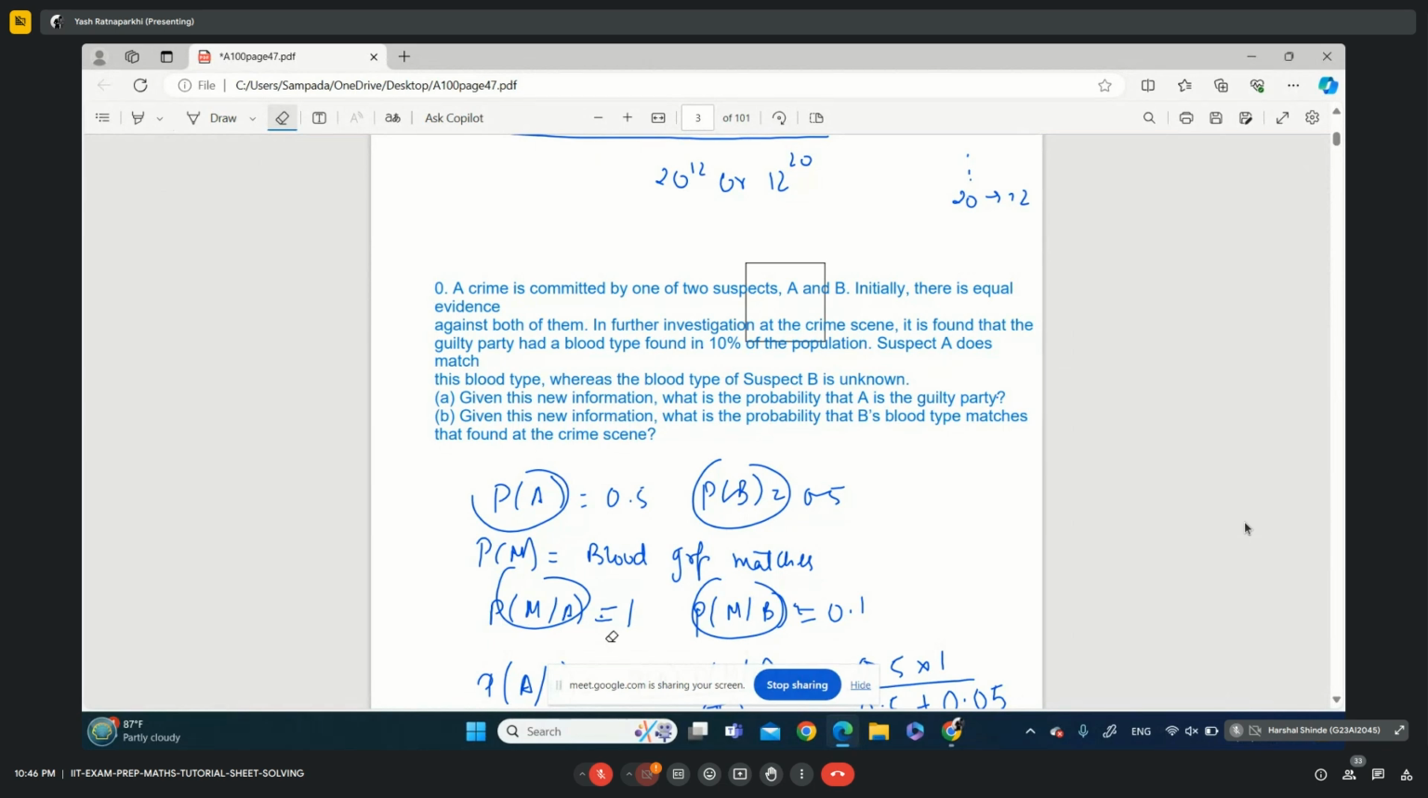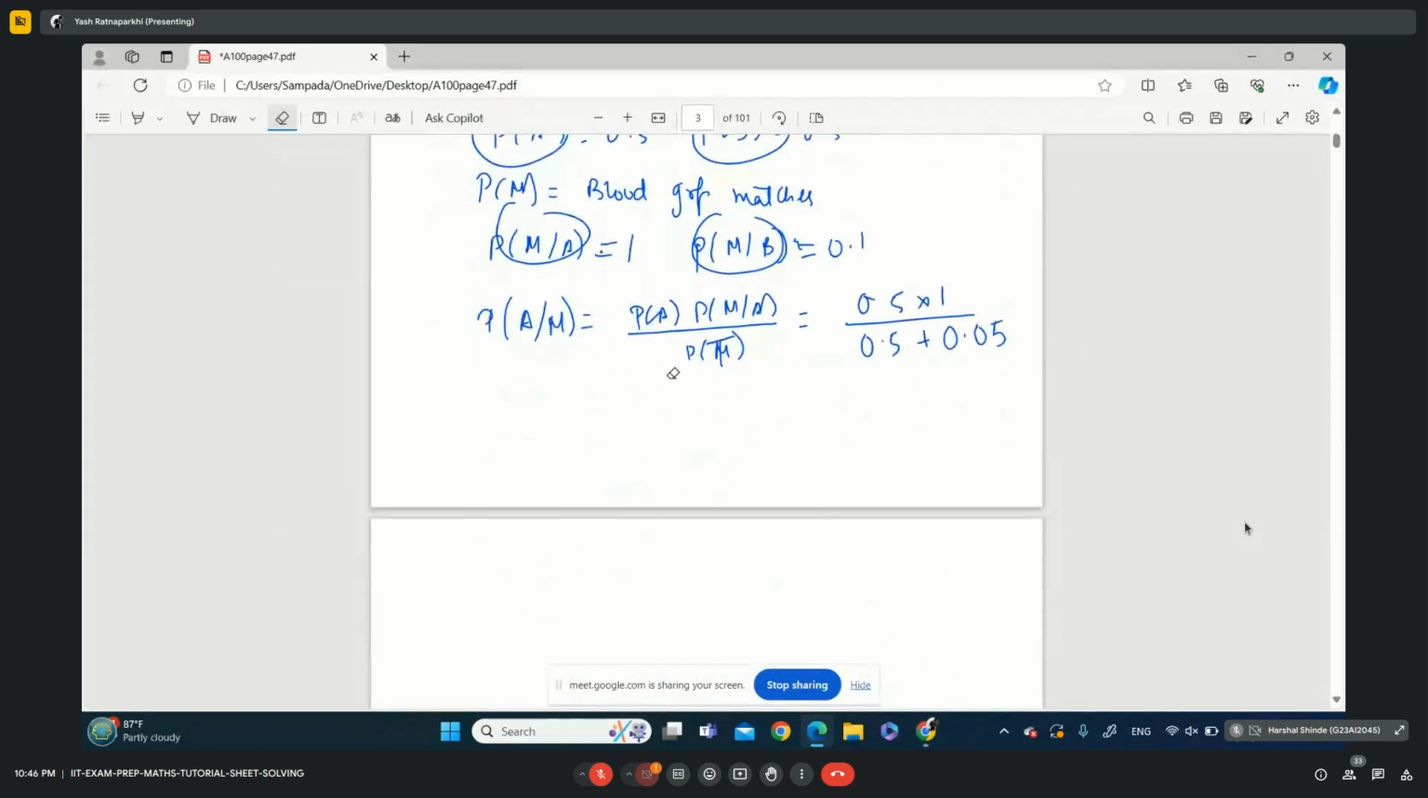Right. And for the next part, since the blood type of B is unknown, we go to the population, and it says the guilty party had the blood type in 10% of the population. So if B is the guilty party, it will lie in 10% of the population. That's why we have written 0.1. Got it? And we put the formula: probability of A into probability of M given A upon probability of total. Probability of total is what?